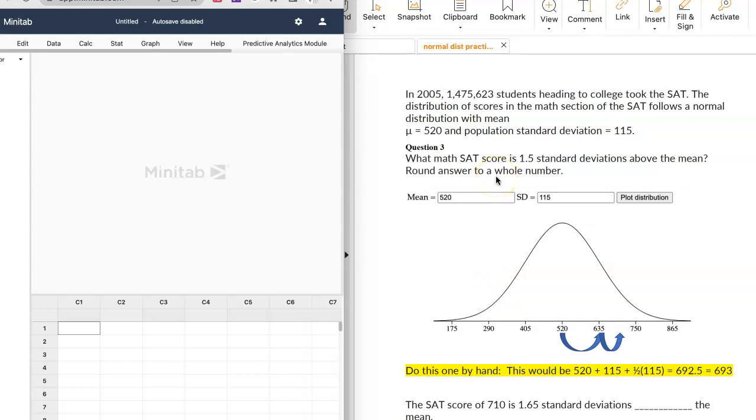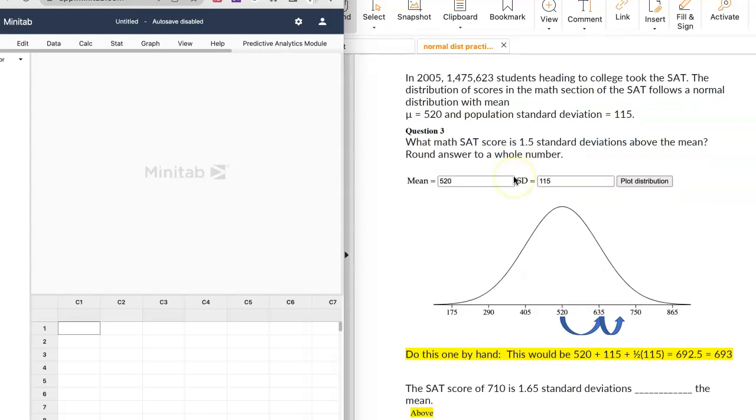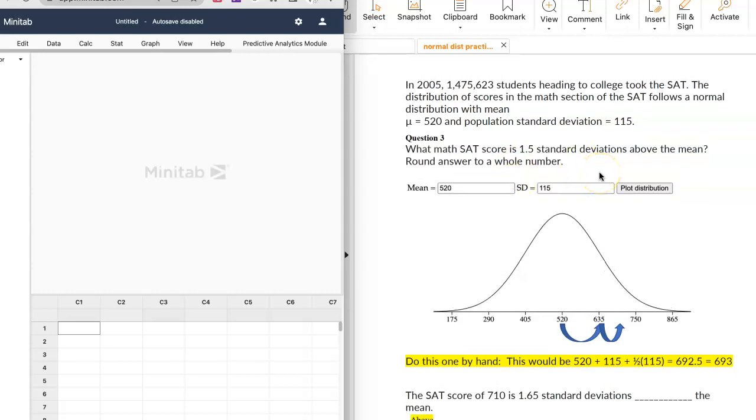Okay, these are a few problems from the practice for normal distribution. The first one just kind of makes sure you understand normal distribution. So let me just walk through that one with you.